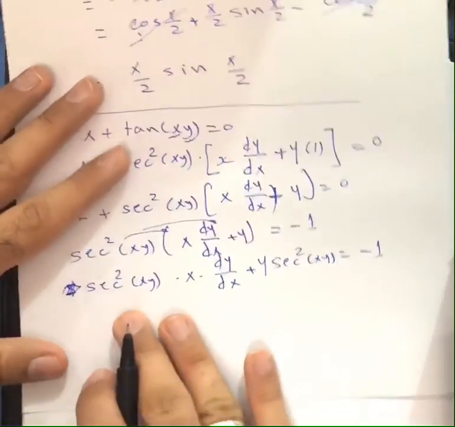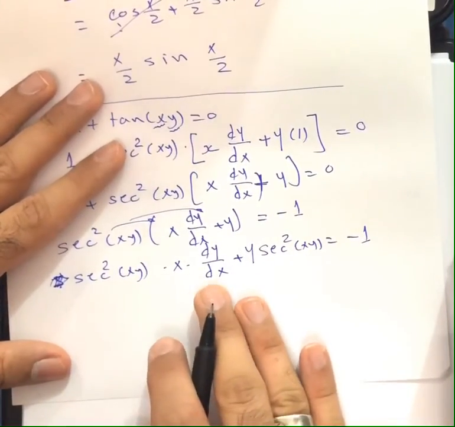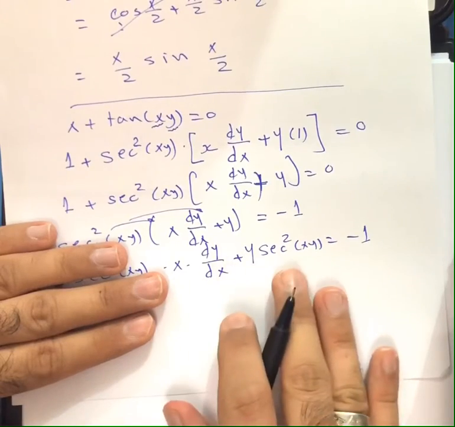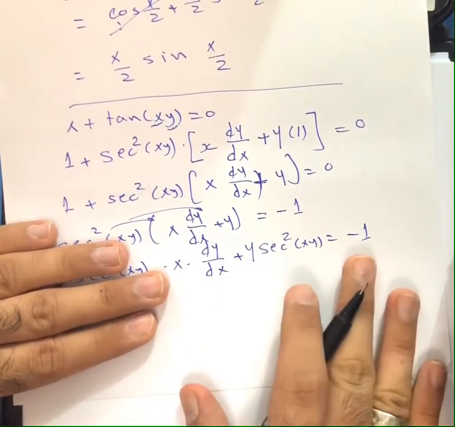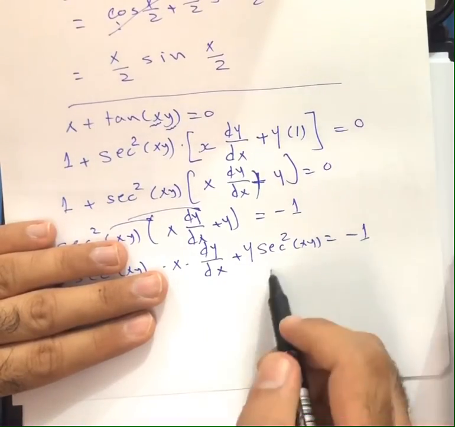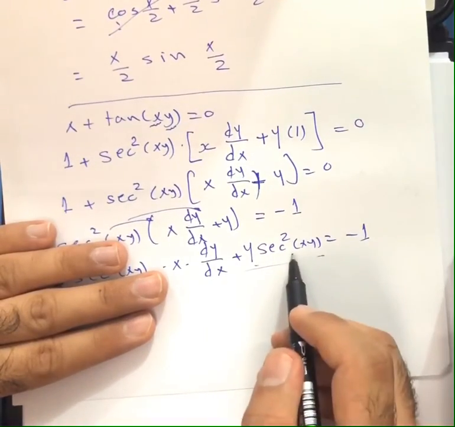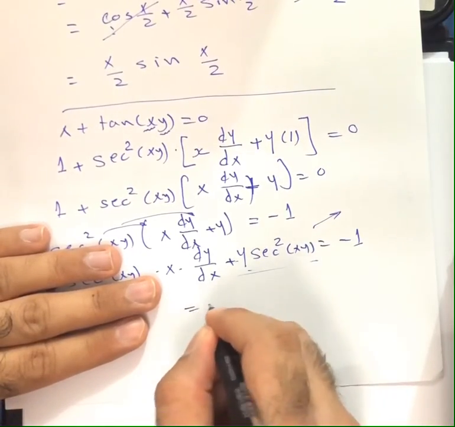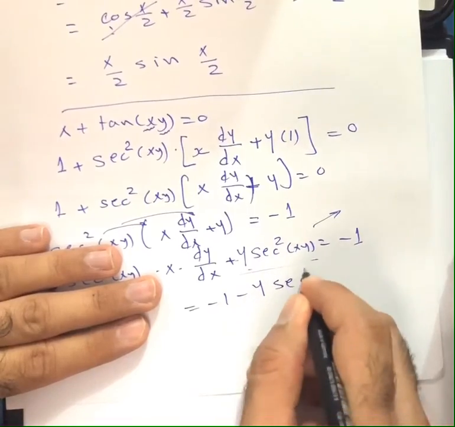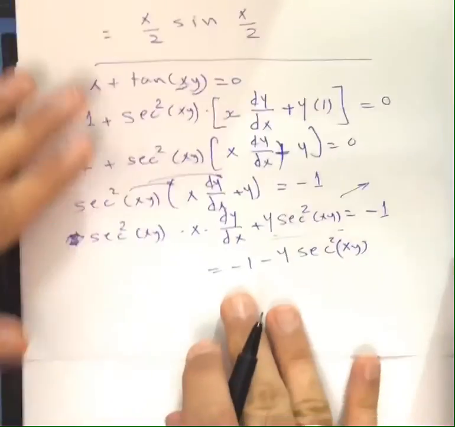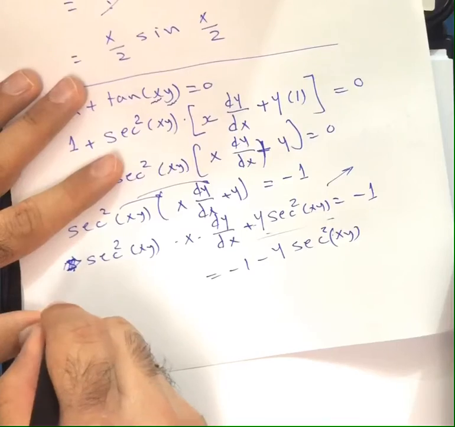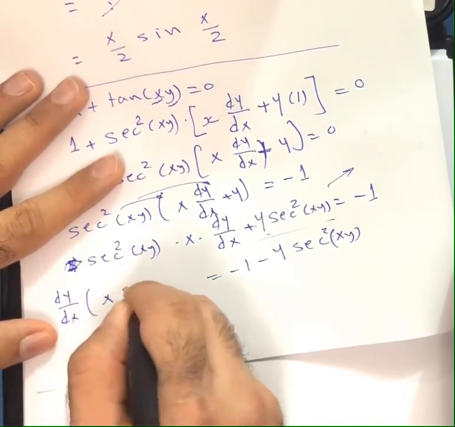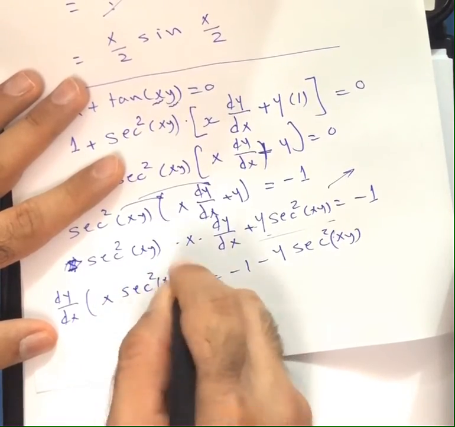Then I will make the following. The term that contains dy by dx will be on the left hand side, and the term that doesn't contain dy by dx will be transferred to the right hand side, and its positive sign will be negative, so minus sec square xy, and this will be dy by dx x sec square xy.